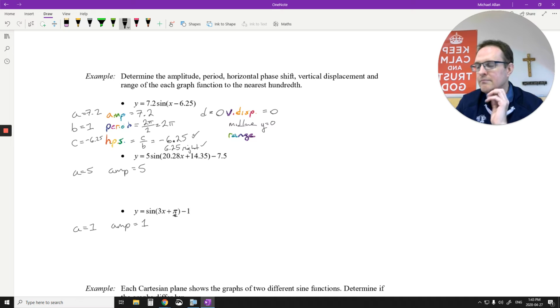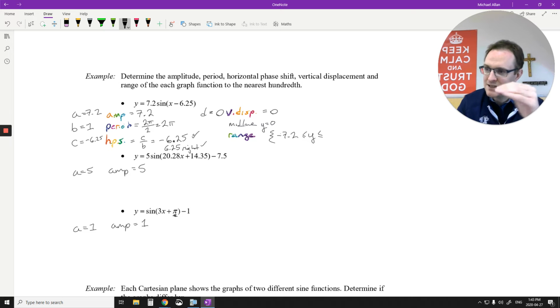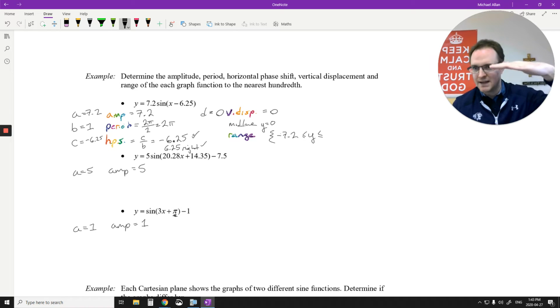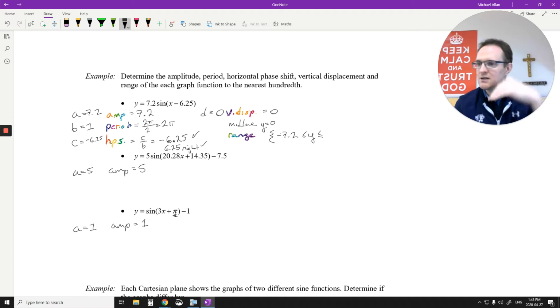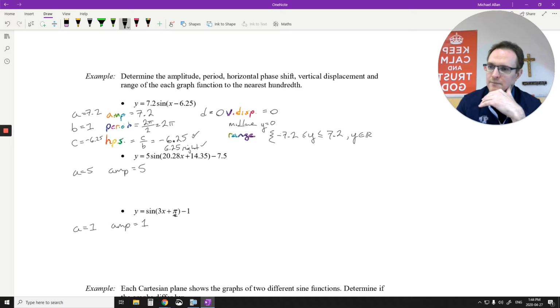Now my range, remember, is the min to the max. So the min is the d value minus my amplitude, so negative 7.2. And then my max is my d value. Remember, this is my midline. It's either going down the amplitude or up the amplitude. So 0 plus the 7.2. There you go. Looking pretty good.